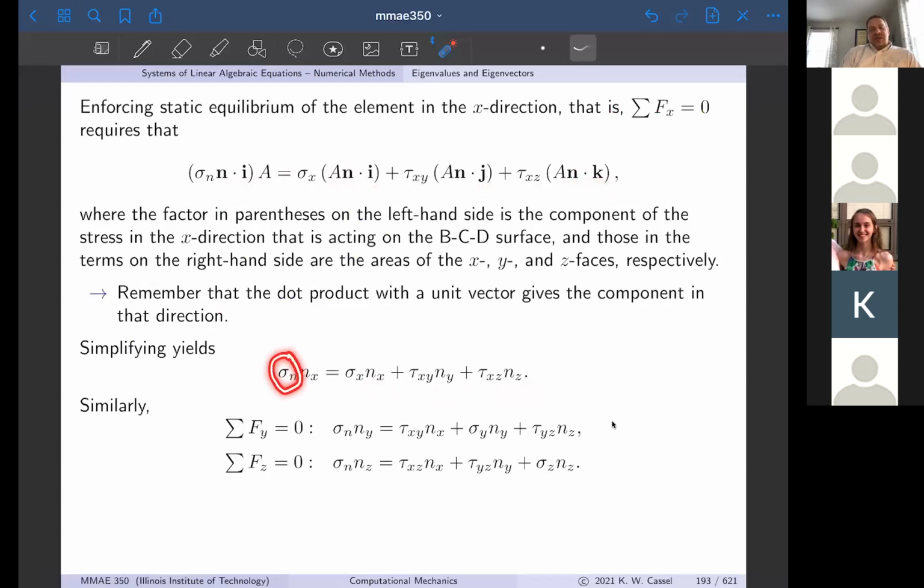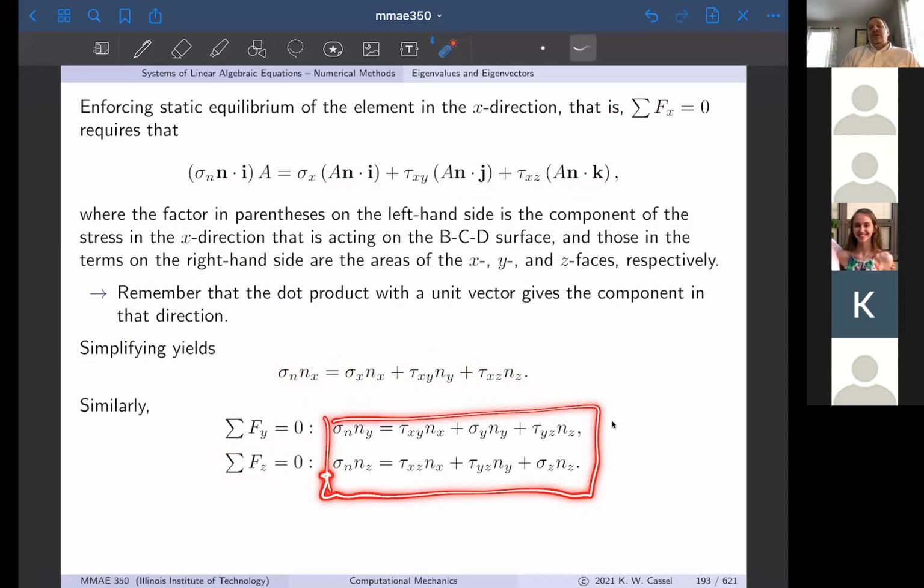So we have the sigma acting on the oblique face times its component, sigma x acting on the x component, tau xy on the y component, tau xz on the z component. So again, it's just stress times area giving us force, adding up the forces, summing them to 0. Do the same thing in the y and z direction, and you get similar equations. And again, the details aren't terribly important. If you're interested, fine. You'll do this in 202. I just want you to see that connection, but the details aren't terribly important to us.